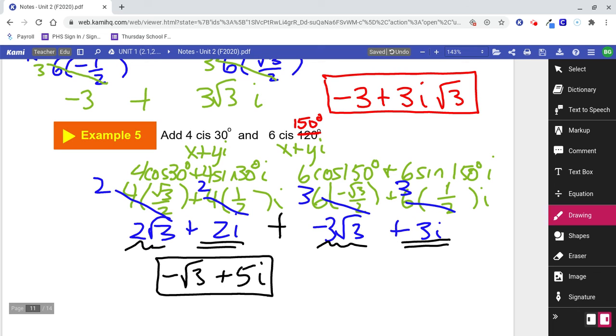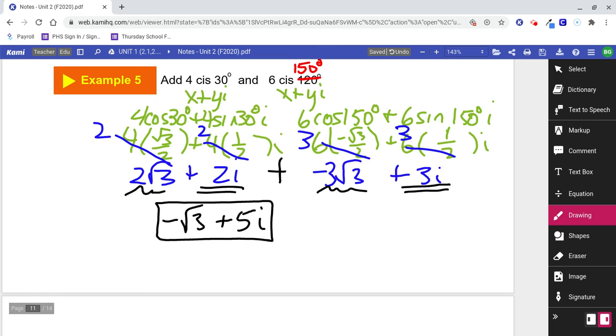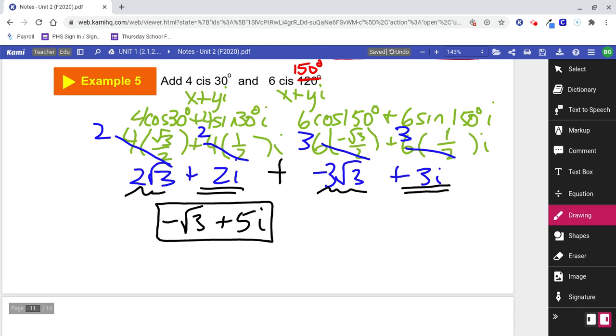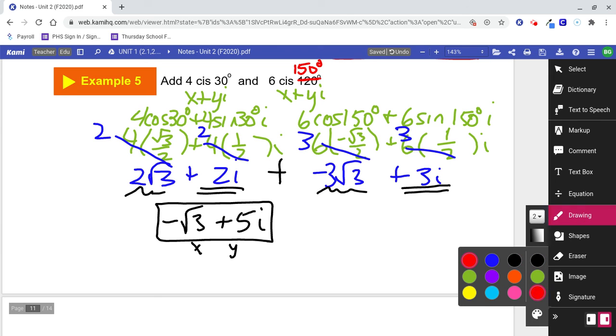Now, we could convert this back to polar form if we wanted to. Actually, I'm going to do that real quick. Okay, if I wanted to put it back in polar, I've got an x and a y. I need an r and a theta. You know what? I'll leave that for later. Let's just leave it at this. Okay? That's pretty good.